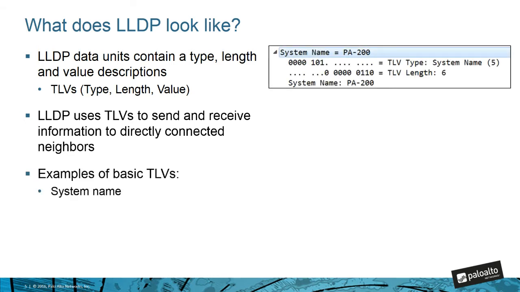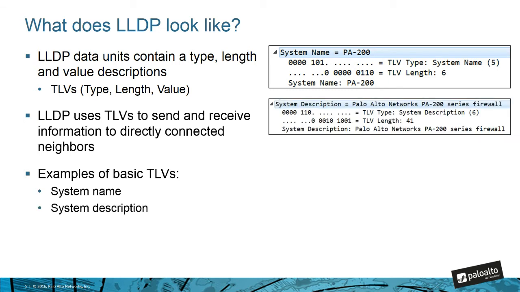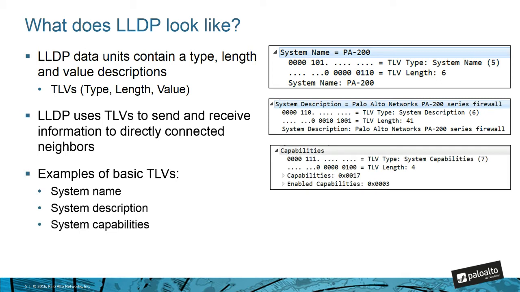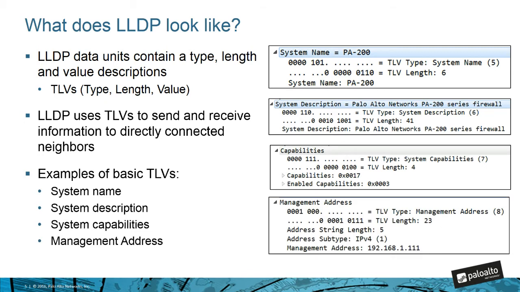If we look at a packet capture from a firewall, we can see examples of basic TLVs that are included in each LLDP data unit that the firewall sends out. Some examples include the system name, system description, system capabilities, and we'll come back to this one later because it can be helpful to determine how a firewall is deployed, and management address.